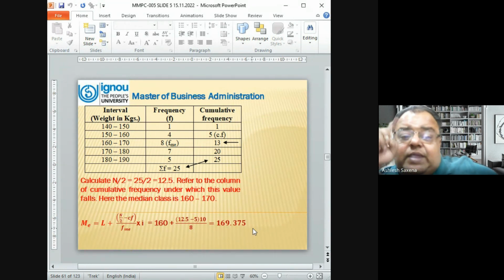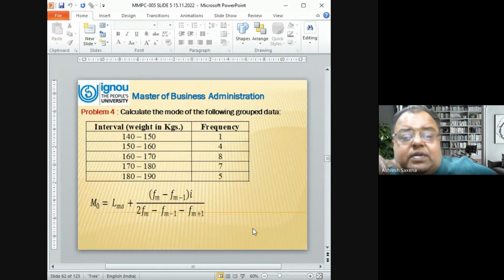This is how median is calculated. Now for the calculation of mode. For a single problem, I'm finding out all the values. Now mode. For mode, you have to calculate this formula. Find out the term which is having the maximum occurrence or maximum frequency.